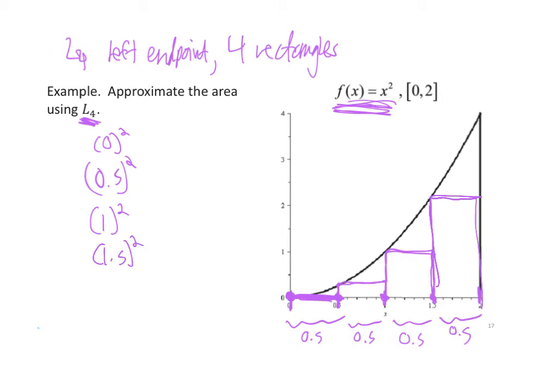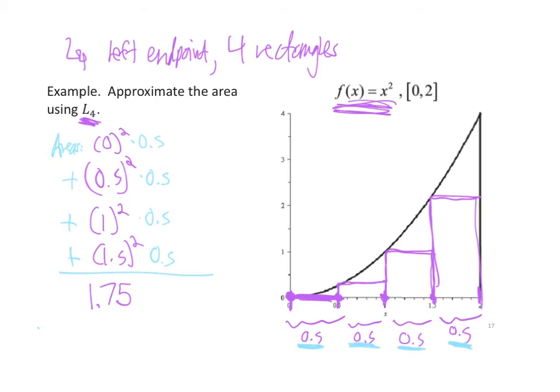Now remember that we have our delta x, which is the same as it was before, multiplying by each of these to get the areas of the rectangles. And when we add those up, take a moment, try to figure out what this total will be. You should get 1.75.